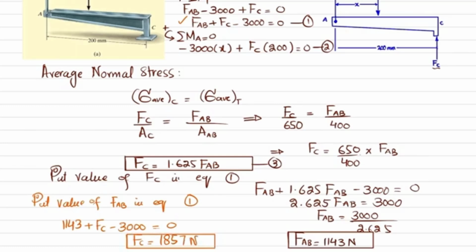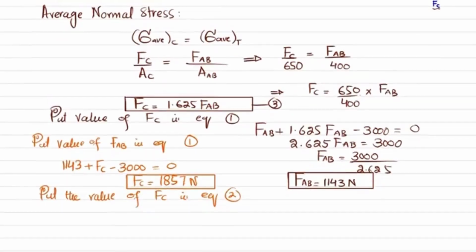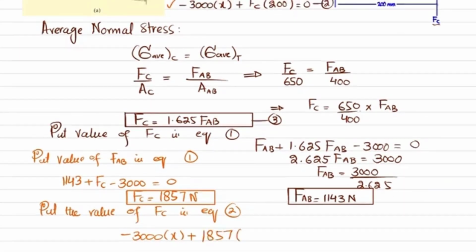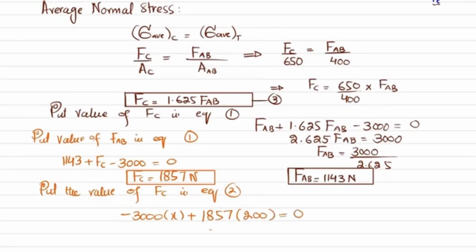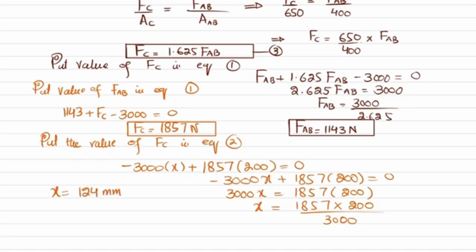Now you have this FC, clear? So you can just put the value of this FC in equation number 2. So I will write it, put the value of FC in equation number 2, and equation number 2 is minus 3000 into x plus FC, which is 1857, multiplied by 200 is equal to 0. So minus 3000 x plus 1857 into 200 is equal to 0. So it means that 3000 x is equal to 1857 multiplied by 200, and x will be equal to 1857 multiplied by 200 divided by 3000. So when you solve this, you will get x will be equal to 124 millimeter.